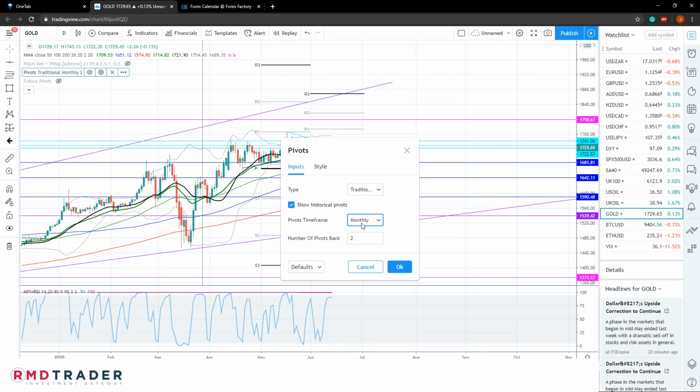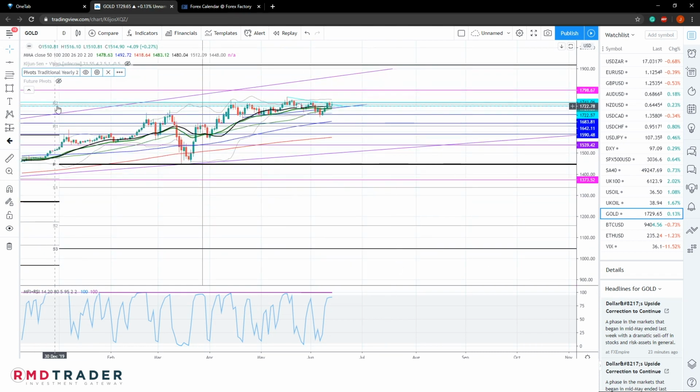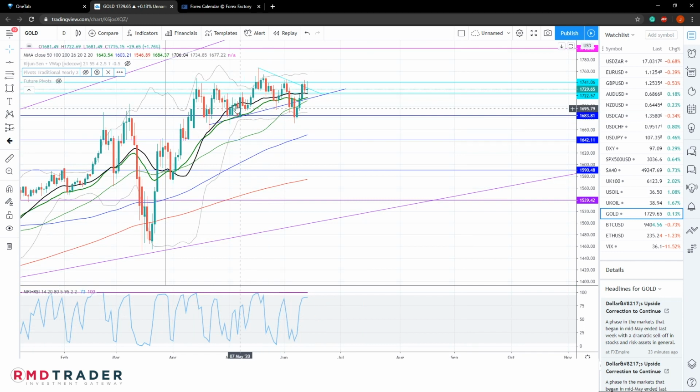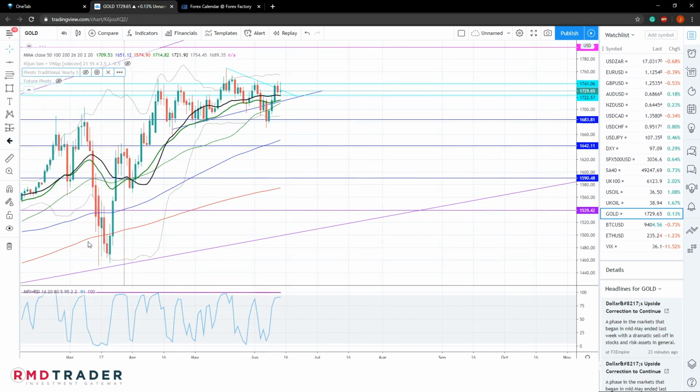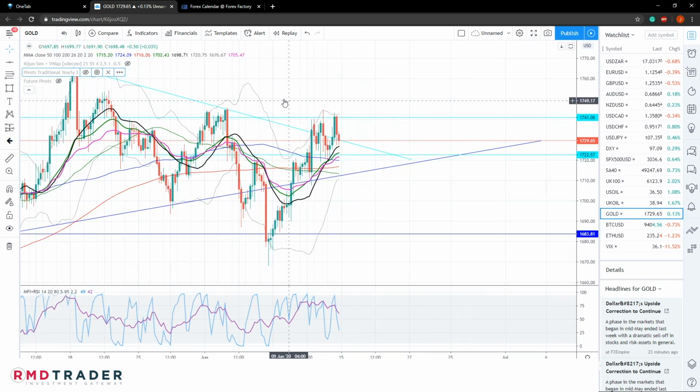And just to quickly show that to you on the chart, so it's weekly, yearly pivot levels. You can see there's our yearly R2 pivot level. Price is really struggling to break through that. And just quickly looking at the 4-hour time frame, we have some good news, or potential good news.